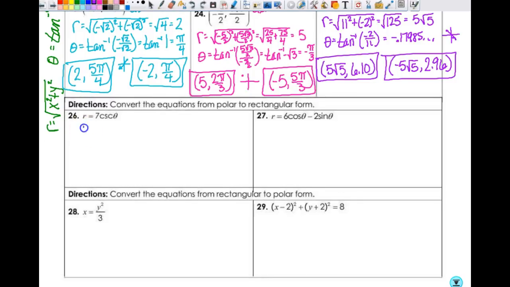Reciprocal of cosecant is sine, so this becomes r equals 7 over sine theta. And then if I multiply both sides by sine, I get r times sine theta equals 7. And since y equals r sine theta, y equals 7.